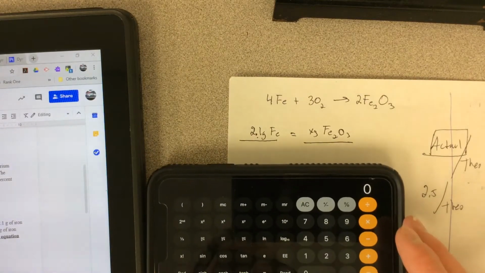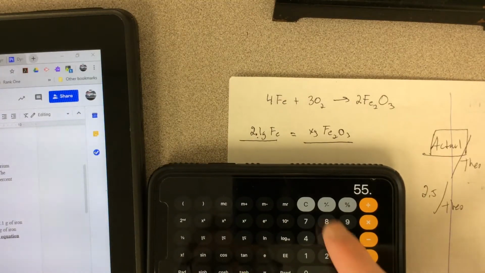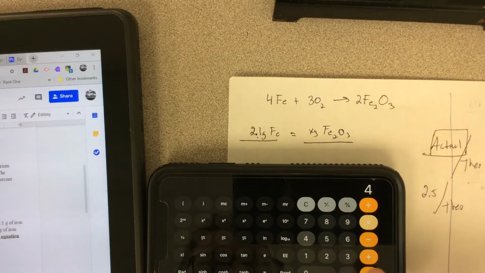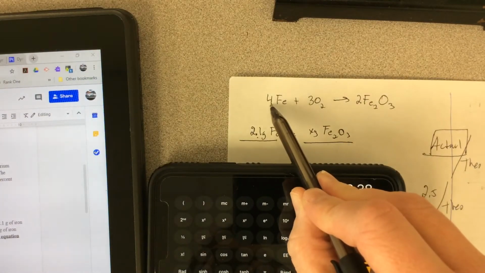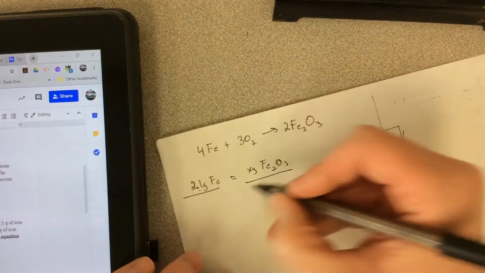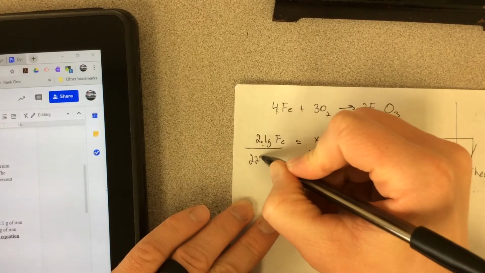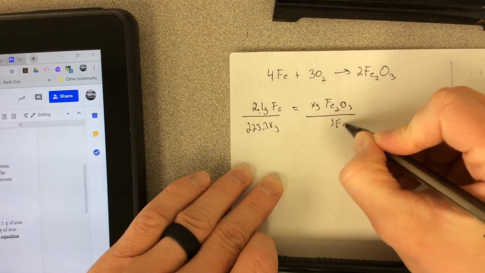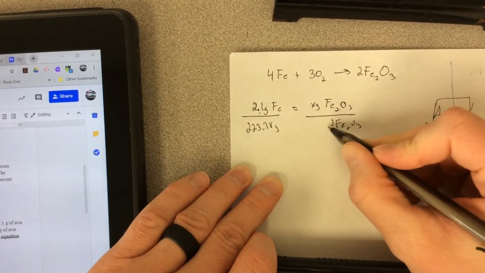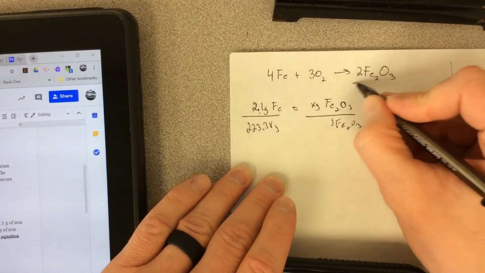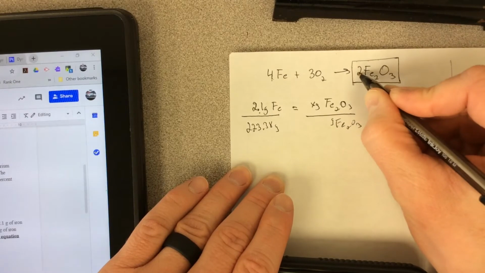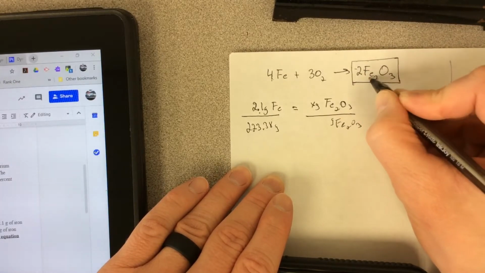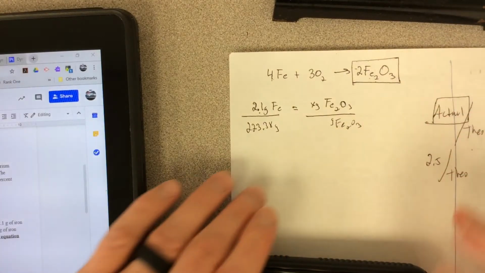So we take our iron, which is 55.845, and there's 4 of them in our equation. And that gives us a mass of 223.38 grams. So here we have to figure out, well, how much does this whole thing weigh, iron oxide? So look at our equation. There's 2 of them. So there's 4 irons and 6 oxygens.